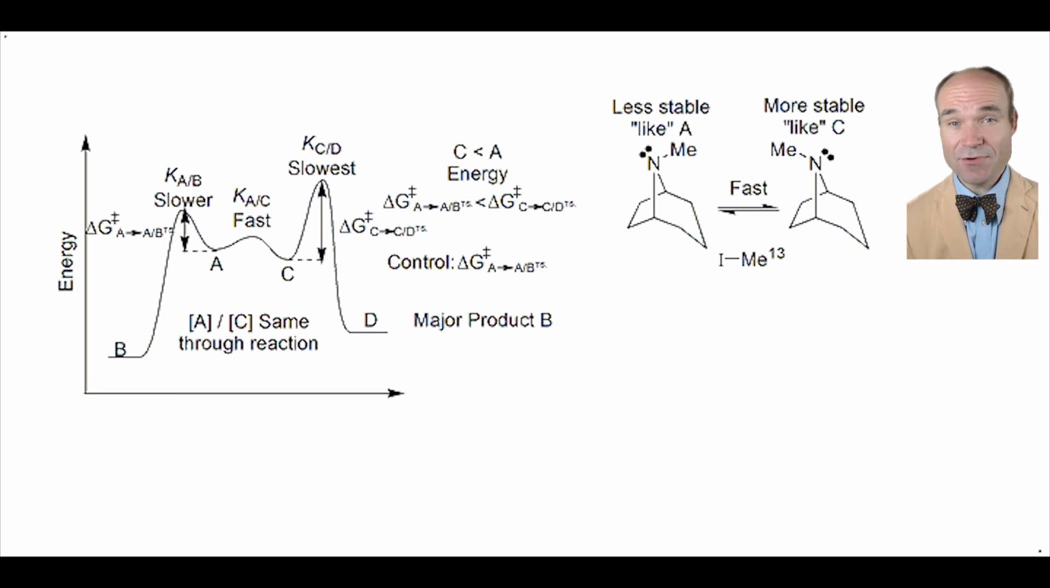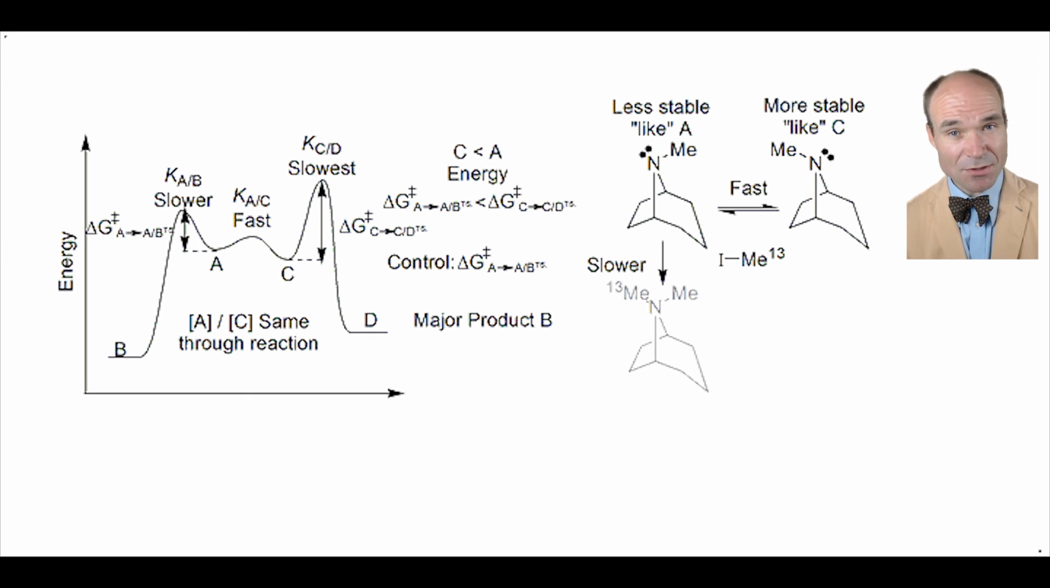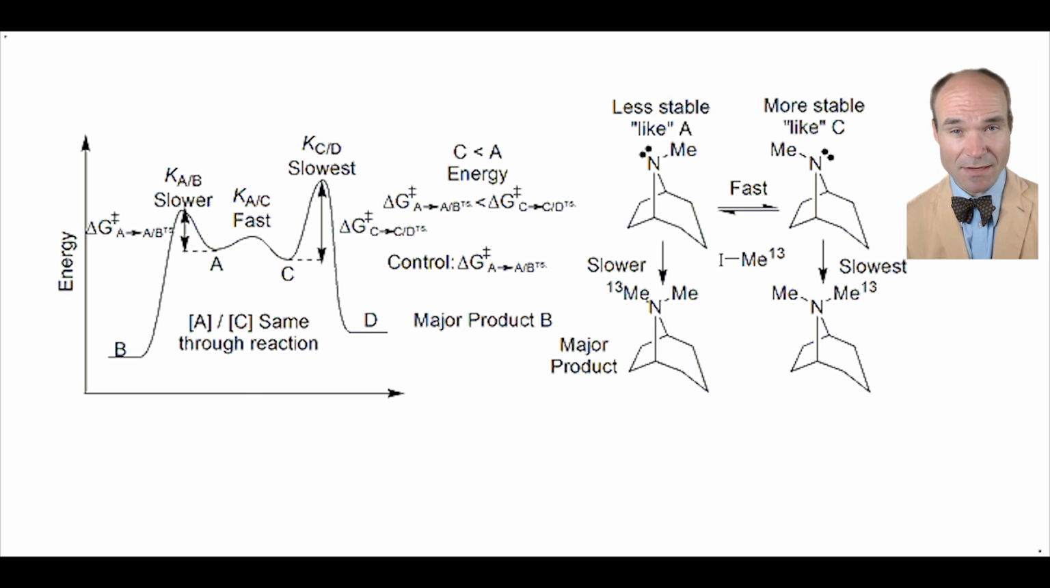Carbon-13 methyl iodide is reacted with the tropanes. The less stable tropane reacts more slowly than the equilibration of the tropanes, but faster than the other tropane's methylation, for the less stable tropane to generate the major methylated product. The more stable tropane is the slowest to be converted into the minor methylated product. In extreme cases, the amount of the less stable reactive intermediate may be so little that it is undetectable, yet it can still become almost the exclusive product.